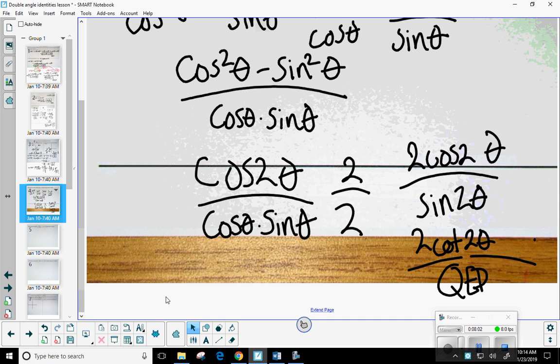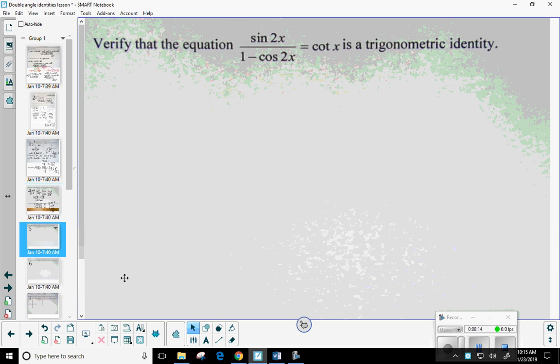All right. So that is 1 down. Any questions on what she did? Okay. Next up. Sine of 2x over 1 minus cosine 2x equals cotangent of x. Volunteer. Connor, you want to do it?